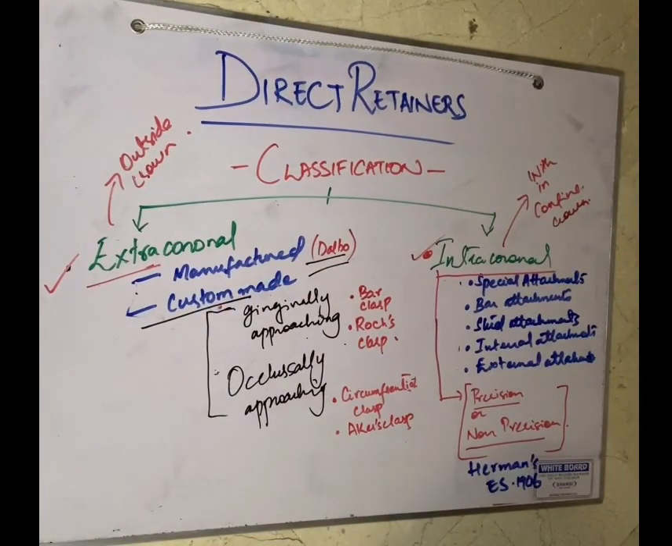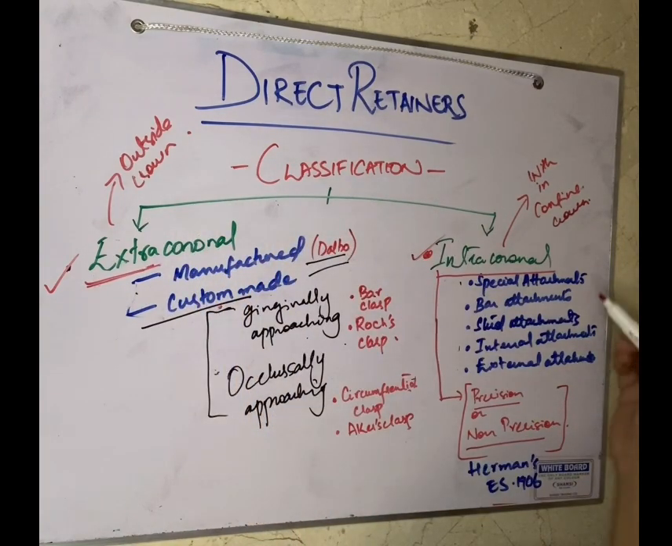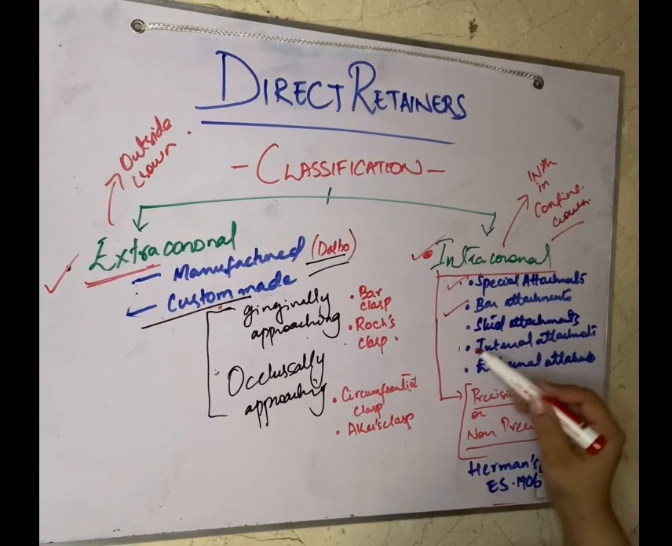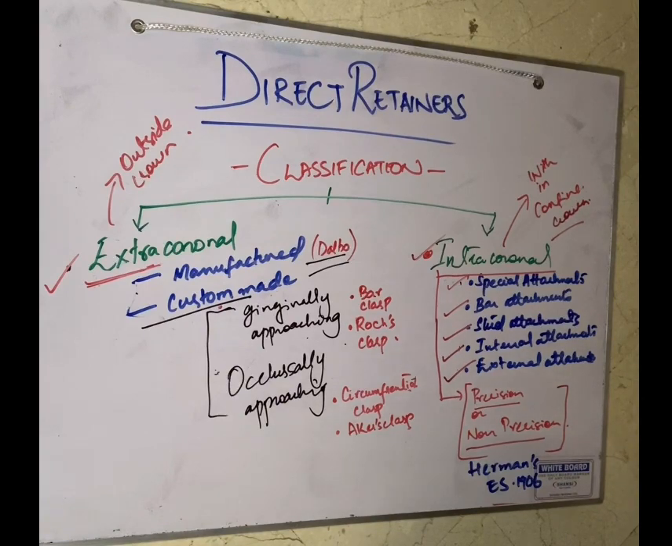Now we'll be discussing the classification of the direct retainers. The direct retainers can be divided into the extracoronal and the intracoronal. As the name suggests, extracoronal means outside the limit of the crown, whereas intracoronal means within the confines of the crown. The intracoronal can be special attachments, bar attachments, stud attachments, internal attachments, and external attachments. Intracoronal direct retainers are often discussed as precision attachments and non-precision attachments. This was suggested by Herman in 1906.